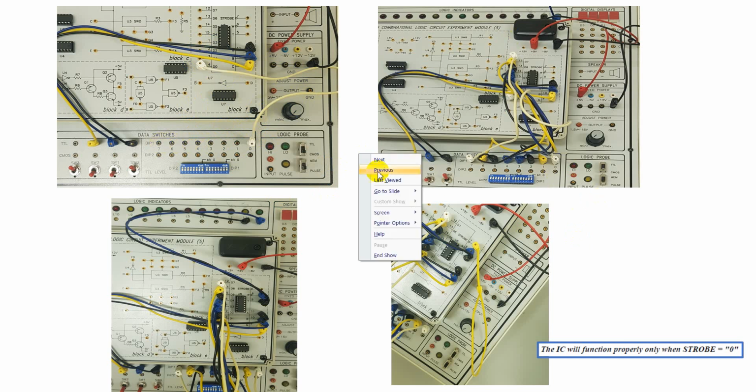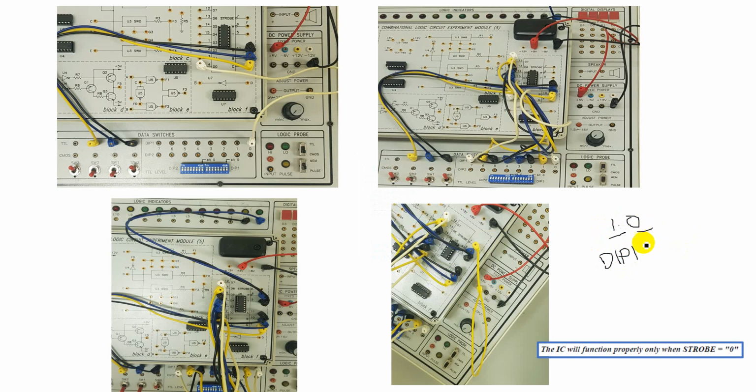Again, one more thing I think I missed in the previous slide. It is written as DIP 1.0 here. So 1.0 means this is DIP 1, and this 0 means we are talking about input 0 here. So D0 will be connected to DIP 1.0, D1 will be connected to DIP 1.1, then 1.2, 1.3, and so on. So just connect them in the same sequence here.